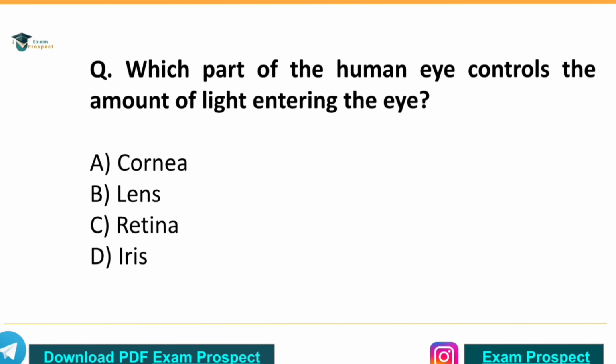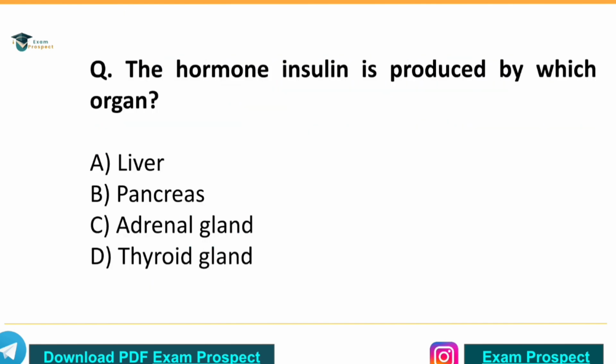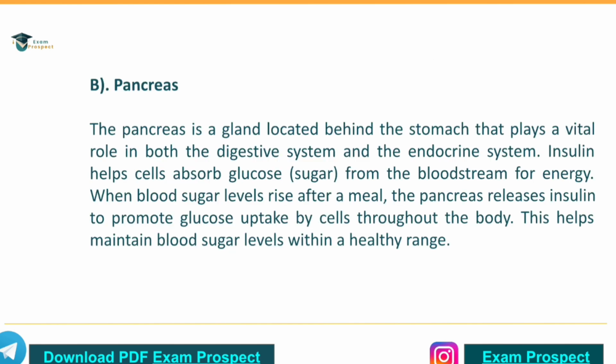Next question, which part of the human eye controls the amount of light entering the eye? Correct answer is option D, iris. Next question, the hormone insulin is produced by which organ? Correct answer is option B, pancreas.